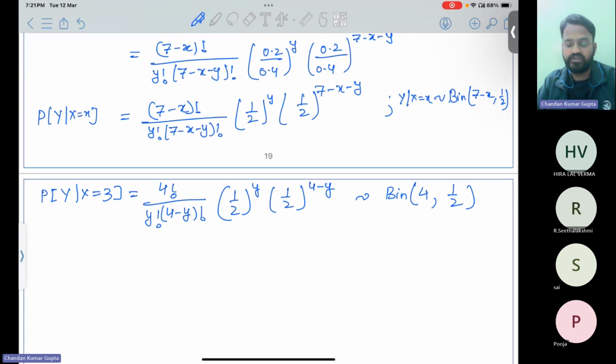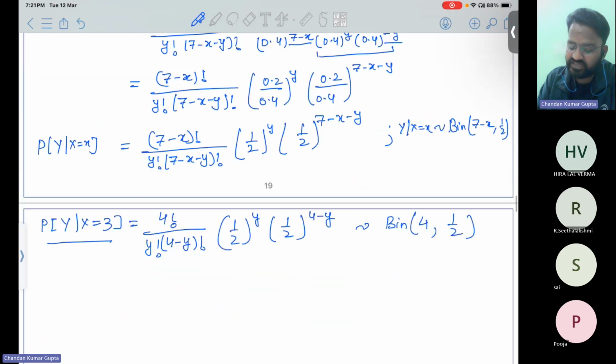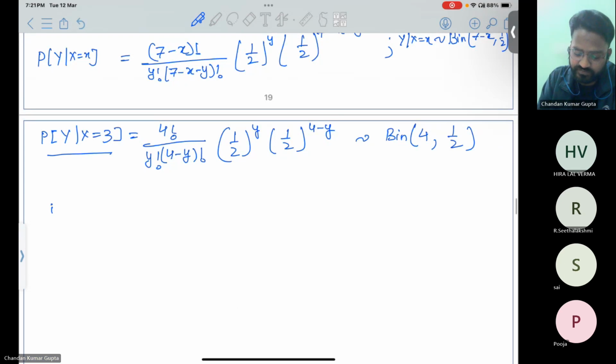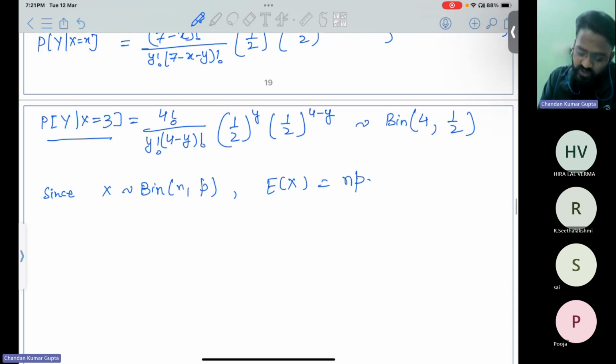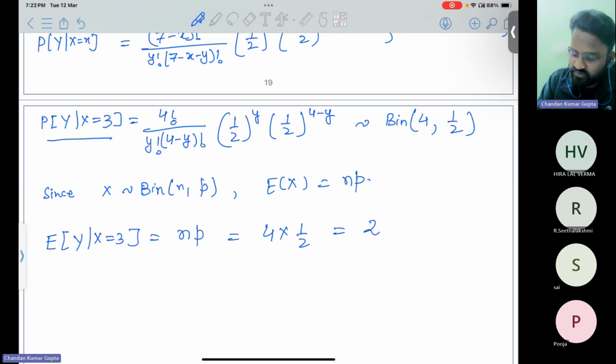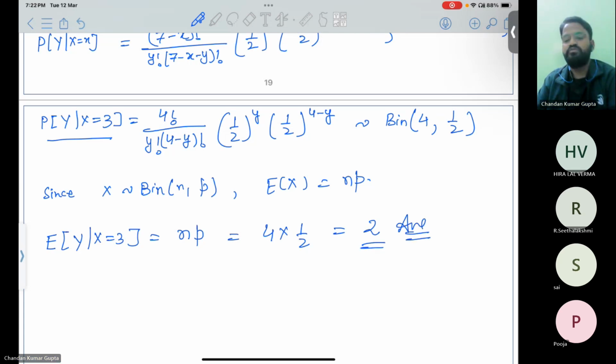So we have found that the conditional distribution of y given x equal to 3 follows a binomial distribution with parameters 4 and 1/2. That means we need to calculate the expected value. We know that if x follows binomial(n, p), then the expectation of x is n into p. So the expected value of y given x equal to 3 is np, which is equal to 4 into 1 by 2, which is equal to 2.